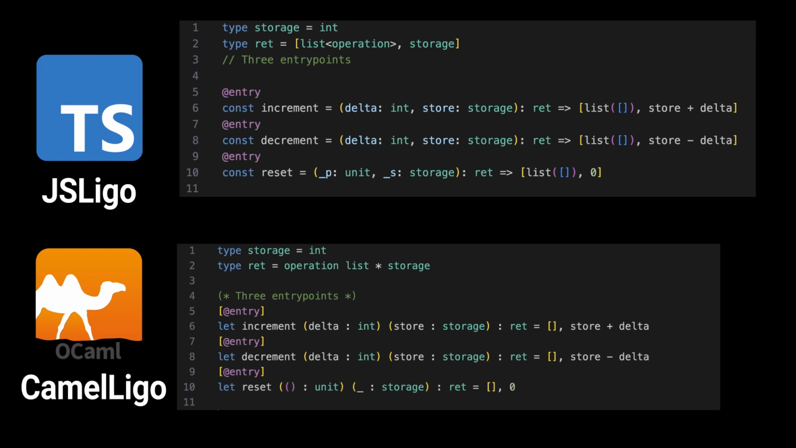Why do we need Ligo? Michelson is a low-level stack language that is more appropriate for the machine than for developers. So we need high-level languages with blockchain specificities, bringing more security, and as close as the popular languages that we have today, like TypeScript. The learning curve for Ligo is pretty fast, and it is often considered the Solidity of Tezos.